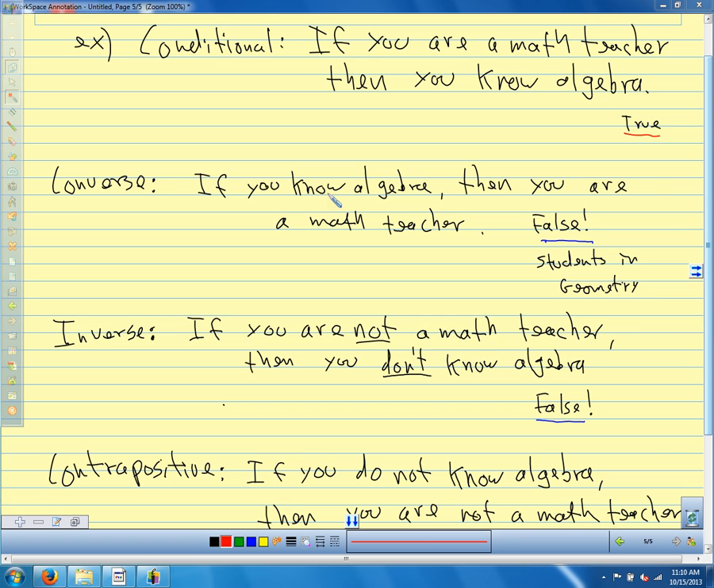So just a quick recap. Conditional statement: a statement that we can write as an if and a then. The hypothesis, the part that comes after the if. So here our hypothesis would be you are a math teacher. The conclusion, the part that comes after the then: you know algebra. Truth value, just deciding whether it's true or false. To show that a conditional statement is false, we find a counterexample, and we just need one. And then we use the not, the negation, to form our different relatives of the conditional. All right.